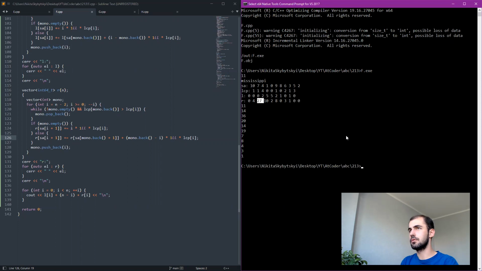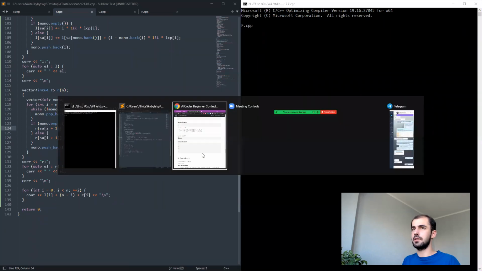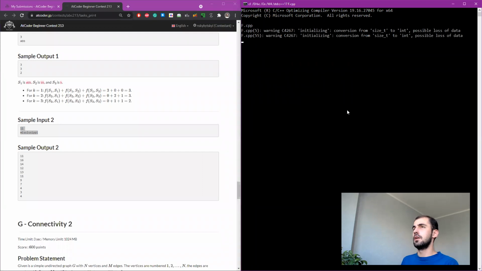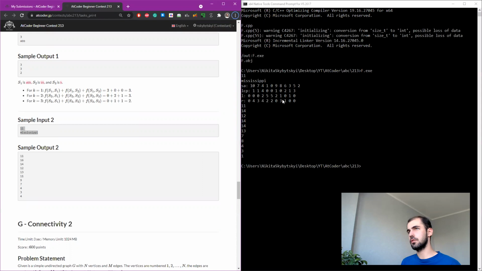Suffix array 2. Oh, because here it's n minus i, n minus 1 minus i, and n minus 2 minus i. Okay, so that explains one of our strangest things, that we had a massive number somewhere. Much closer to the actual solution now.